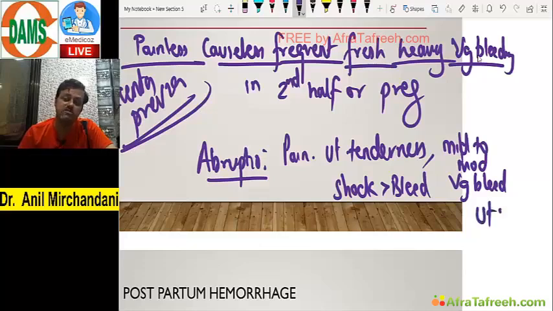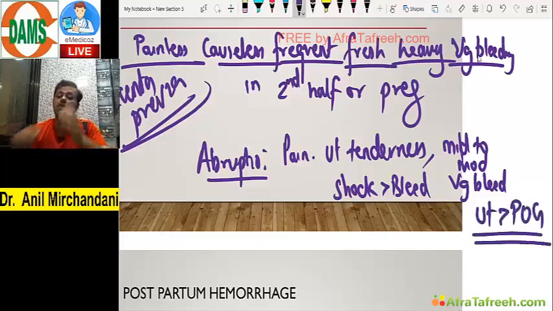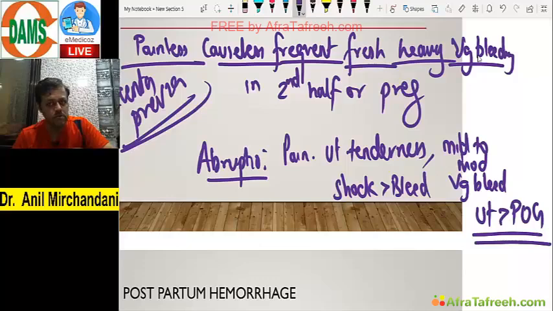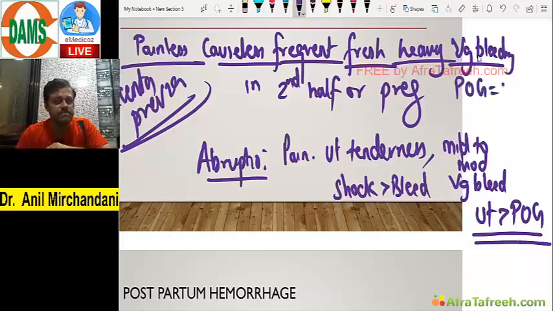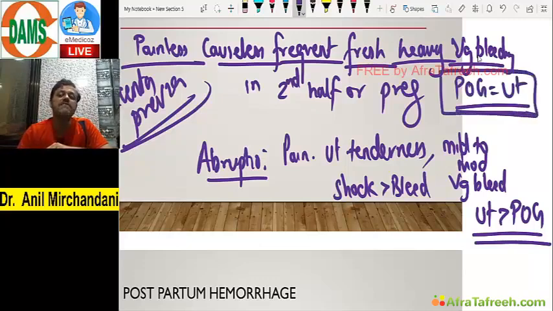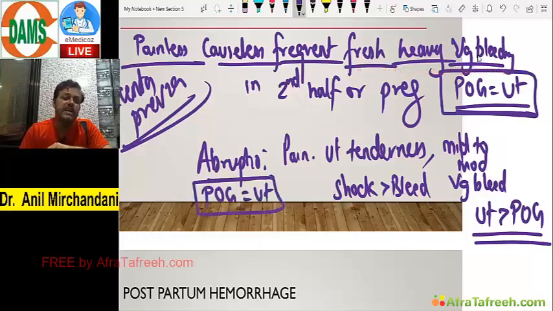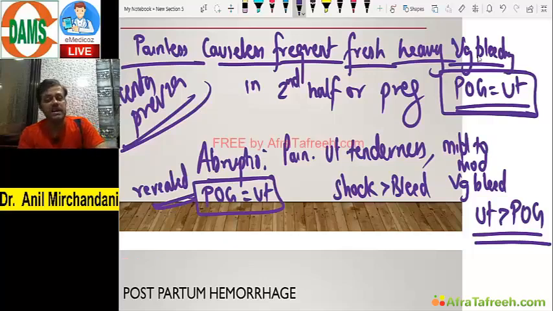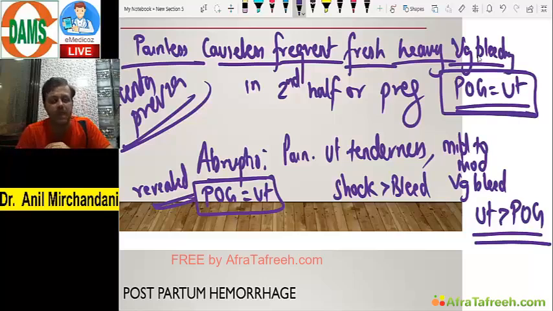You might see the uterus larger than the period of gestation, because blood is getting accumulated in concealed abruptio. The uterus would be equal to the period of gestation in placenta previa and also in revealed abruptio. In concealed or mixed abruptio, the uterus would be more than the period of gestation. That is what is there in abruptio placenta.